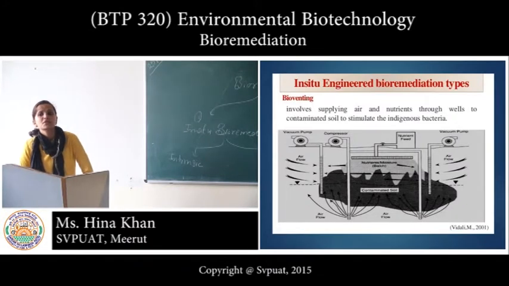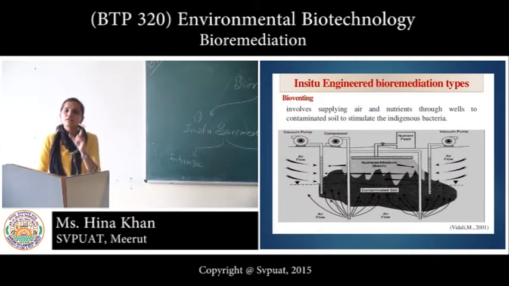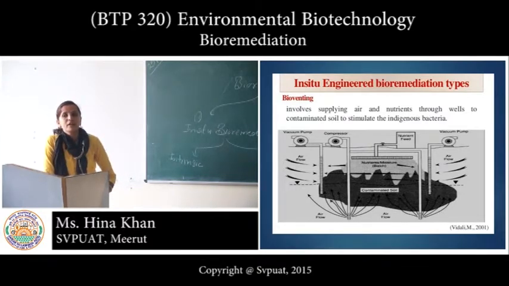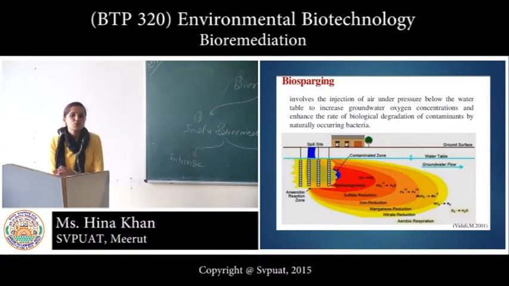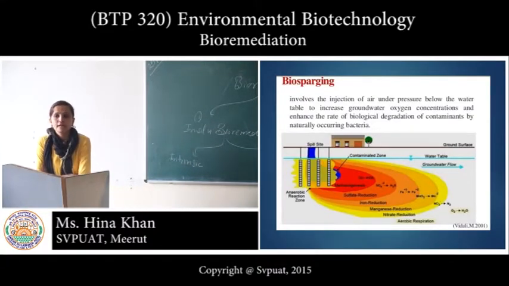In situ bioremediation has different types, like bioventing. It is a step involved in in situ engineered bioremediation. Bioventing involves supplying air and nutrients through wells to the contaminated soil to stimulate the indigenous bacteria. And the second one is biosparging. Biosparging involves the injection of air under pressure below the water table to increase the groundwater oxygen concentration and enhance the rate of biological degradation of contaminants by naturally occurring bacteria.